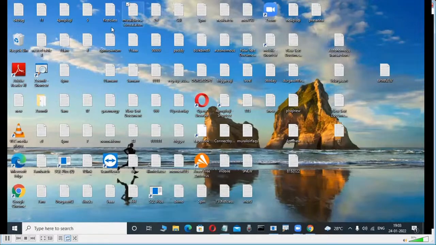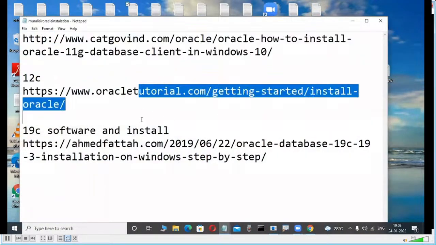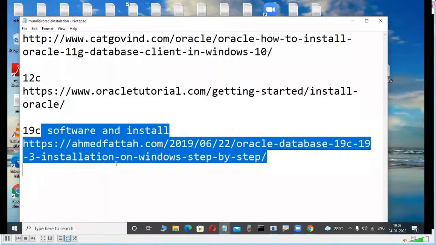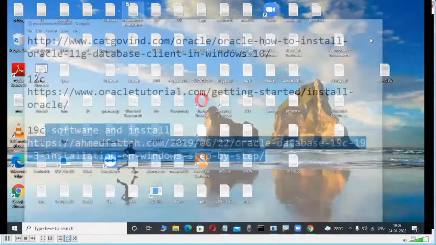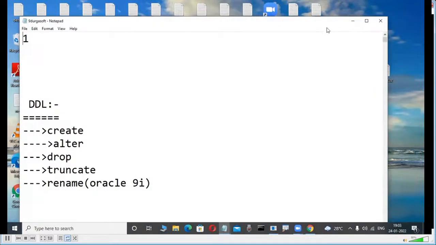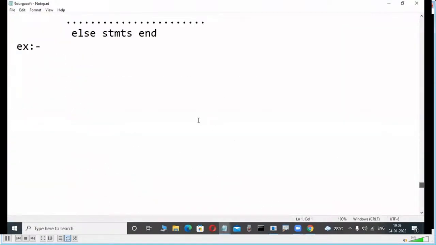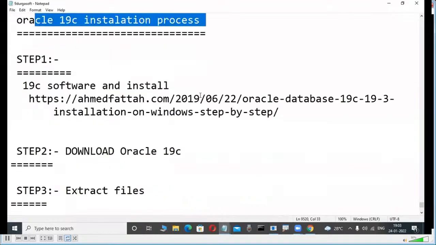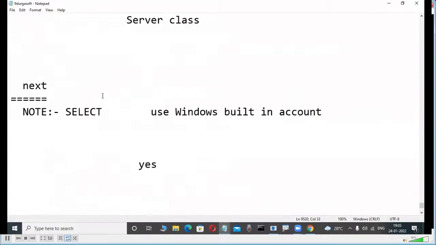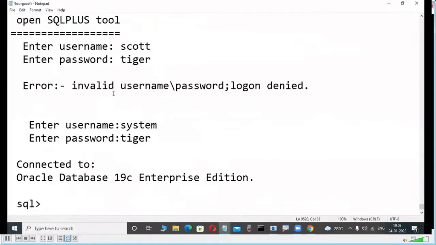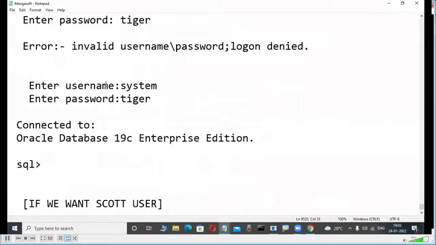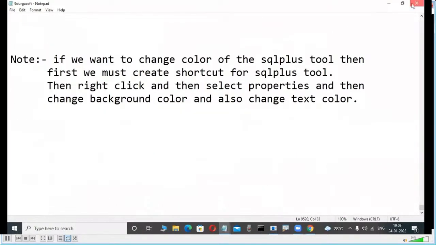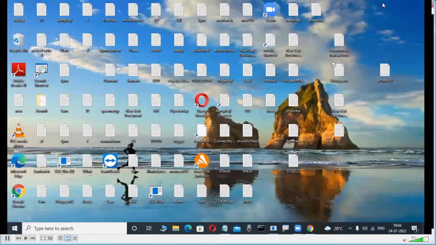In installation, I will tell you which sites we install from, whether you are interested in 11g, 12c, or 19c, and the installation steps also. One of these days I will tell you how we install these software and which users are there, all the things. In actual classes, maybe from tomorrow onwards we will start.